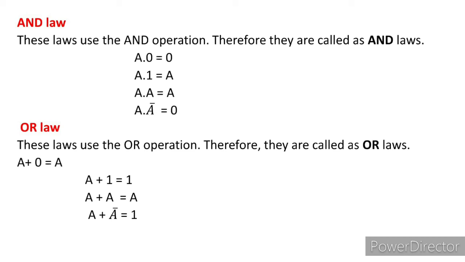OR law. These laws use the OR operation. Therefore, they are called OR laws. A plus 0 is equal to A. A plus 1 is 1. A plus A bar is equal to 1. So, if input is on, output will be on. That is the law of ORing, and it is an OR operation, so it has an addition.